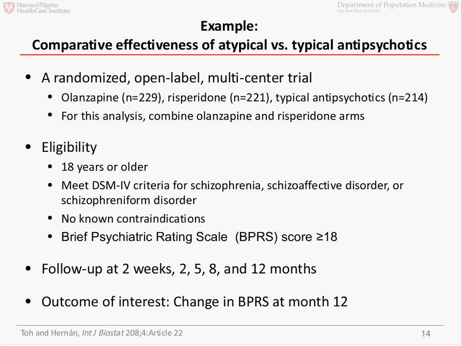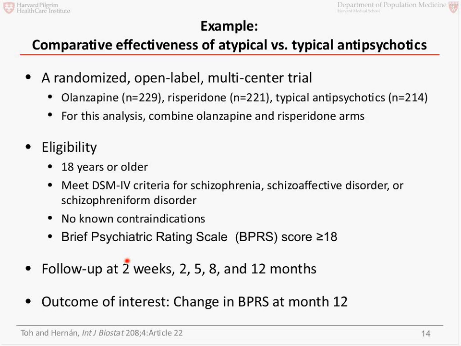In the typical antipsychotics arm, physicians actually had the flexibility of giving a specific agent to the patient, so within that arm, you might be receiving different agents. For analysis, we are going to combine the olanzapine and risperidone arms because they are both called atypical antipsychotics. To simplify things, we are just going to deal with 2 arms. There is a set of eligibility criteria that I list here.